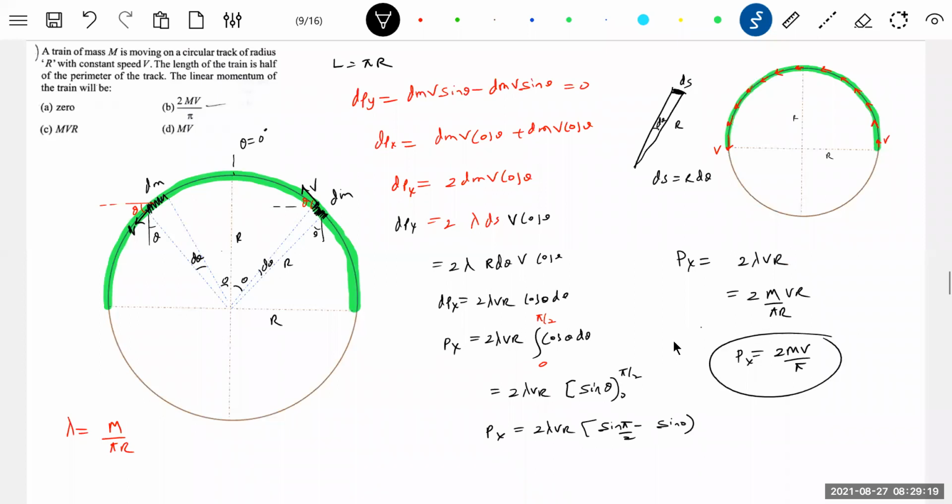And how will it be directed? The net momentum of the train will be directed like this. Okay, this is very important at curved points in the designing of tracks. Opposite to the momentum, there will be a force acting by the track on the train, and by the train on the track it will be opposite. So the designing of tracks, all this matters. That's the main purpose of discussing this problem.